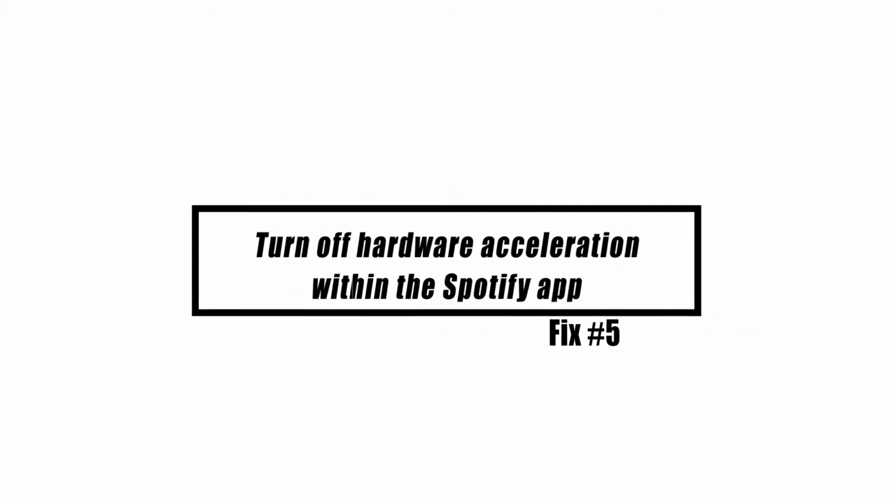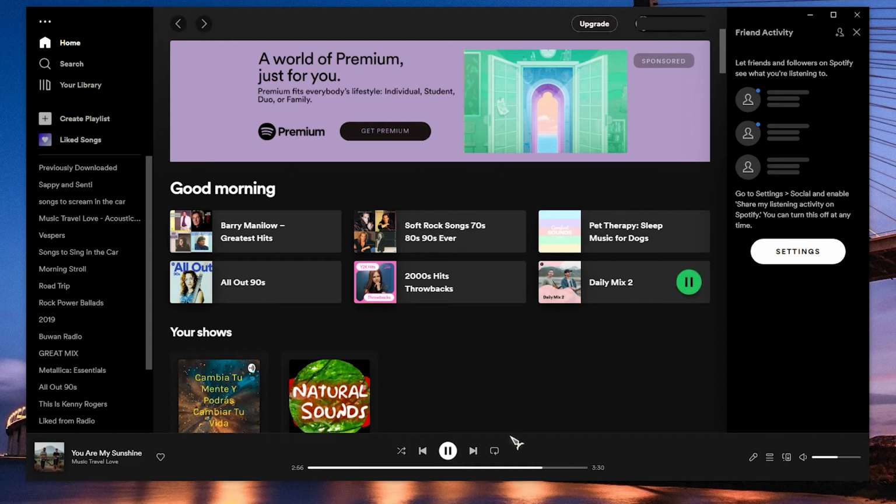Spotify may not be able to play music because of a problem with the app's hardware acceleration feature. You may stop hardware acceleration to see whether this is the case. What you need to do is as follows.